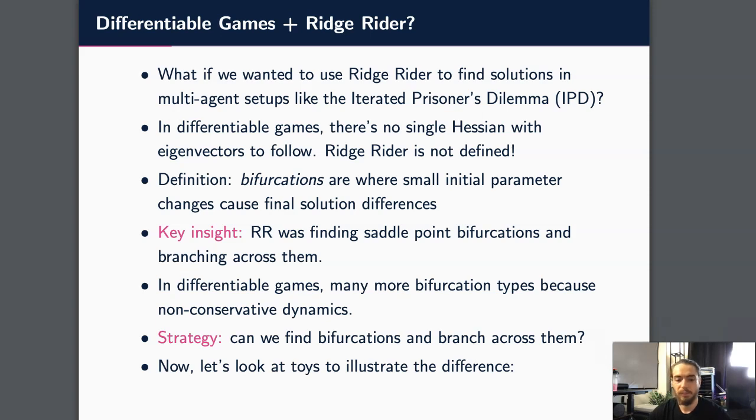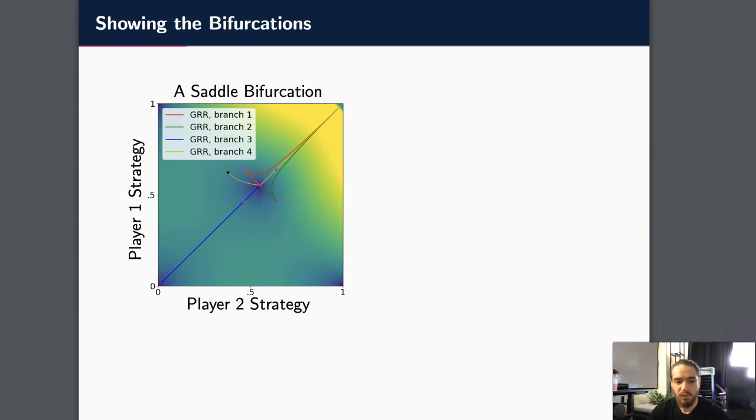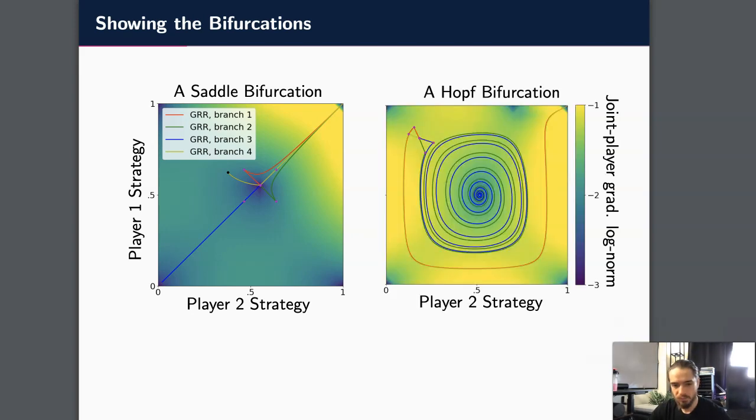Now, let's look at some toy problems to illustrate different types of bifurcations. Here, we show an optimization problem with a saddle bifurcation in the center. When we perturb the parameters of the bifurcation, the optimization separates into different solutions, one in the top right and one in the bottom left. In each color, we show a different perturbed trajectory or optimization branch. Next, we show a Hopf bifurcation, where the system stability switches and a periodic solution arises. This is a new kind of bifurcation that occurs in differentiable games and not single objective minimization. Sometimes, the periodic solution has an exceedingly small basin of attraction, making it difficult to find with random initializations.